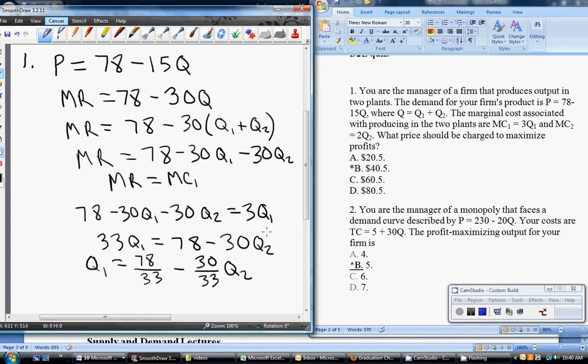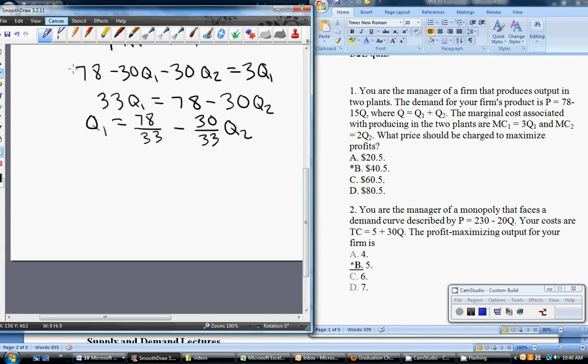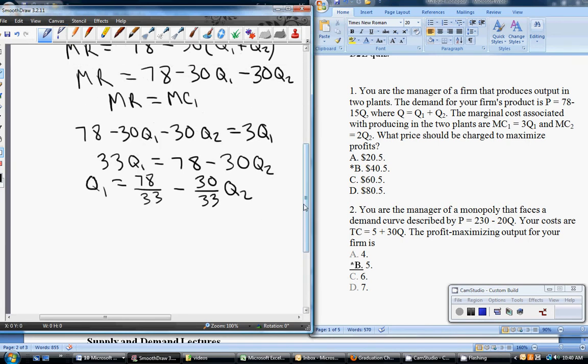Alright, we're going to do basically the same thing, but this time we're going to set marginal revenue equal to the marginal cost of plant 2. Alright, let me move this down. Let me get just a clean screen here. Alright, so marginal revenue equals the marginal cost in plant 2.